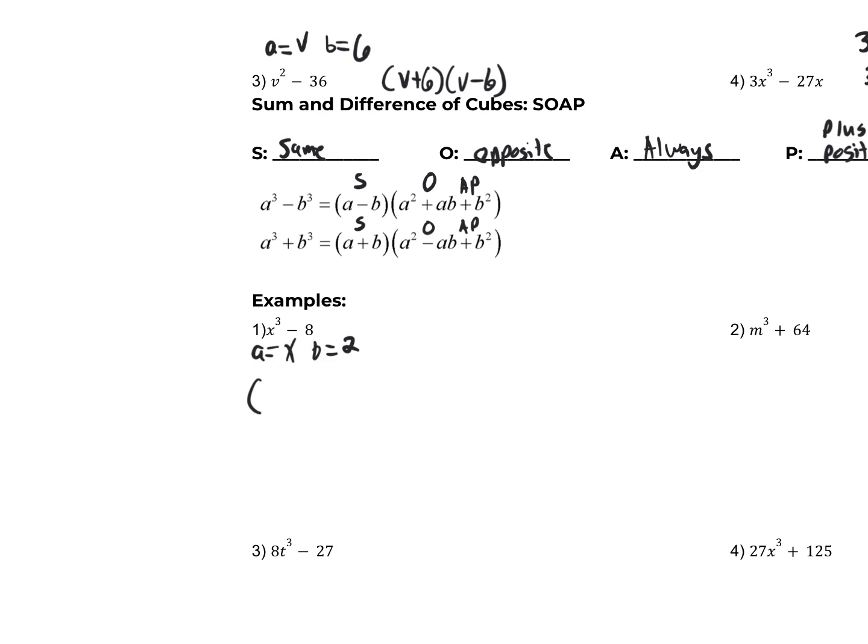Then we're going to make 2 parentheses. First one's bigger than the second, or the second one's bigger than the first one. And then we're going to have our SOAP signs, so same, and then opposite, and then always plus. Then we just plug in our pieces. So a and b go here, x and 2. And then we do a squared, which is really a times a. So a squared is x squared. Then we do our a times b, so that is going to be 2x. And then we do our b squared, which is b times b. 2 times 2 is 4. And that's all we have to do. That's factored form of x cubed minus 8.